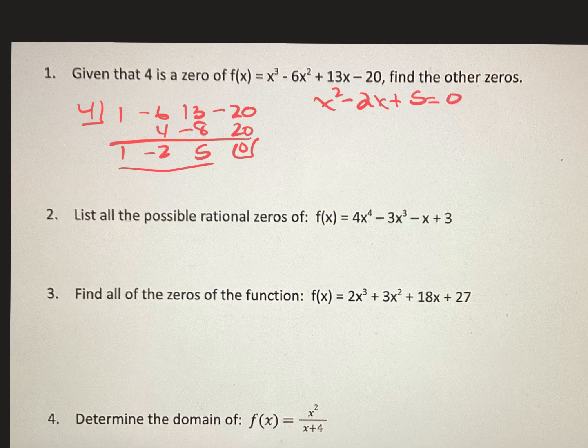And from here, it won't factor. There's no factors of 5 that give you 2. So you can complete the square, or you can do quadratic formula. So I'm going to complete the square. Half the middle would be negative 1. Squared is positive 1. Add 1 to both sides.